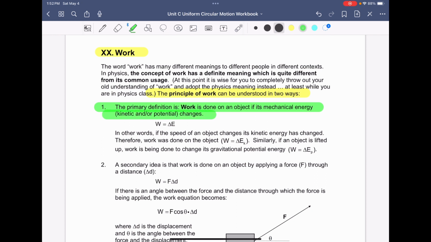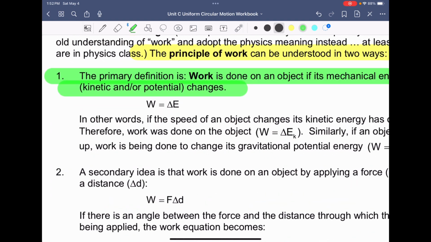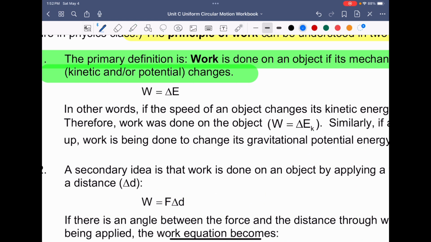So this could either be the kinetic or potential changes, and we write this according to our formula as work is equal to the change in energy. Because at the 20 level, we're just going to deal with mechanical energy, I had my students in class just write it as change in energy or change in the mechanical energy. This might be a little more specific here.